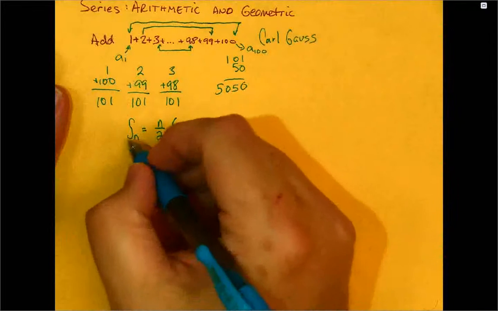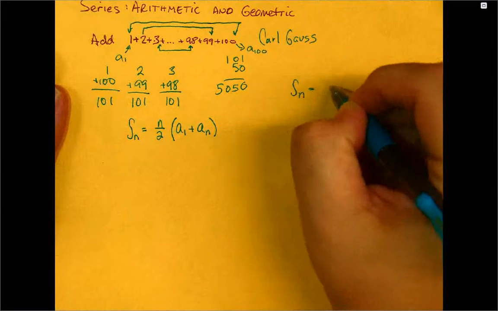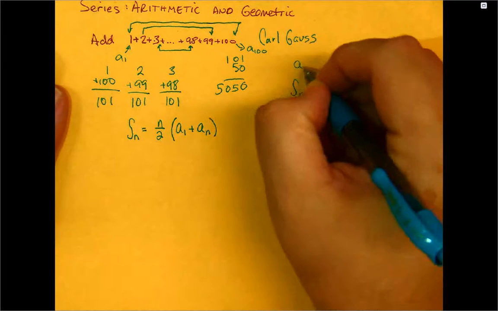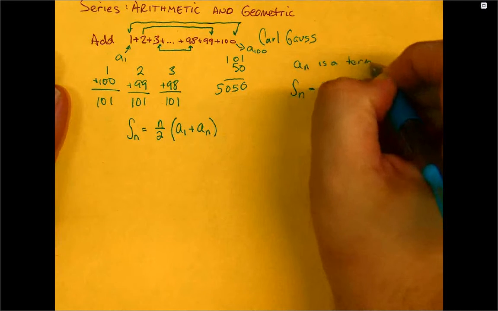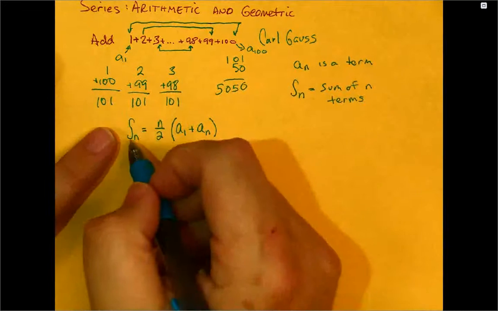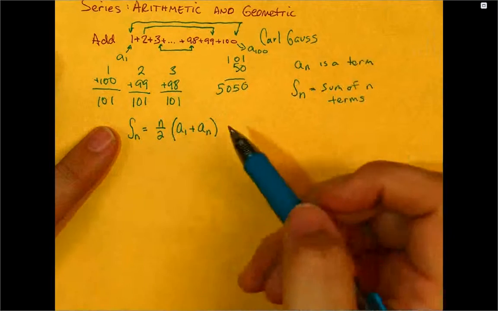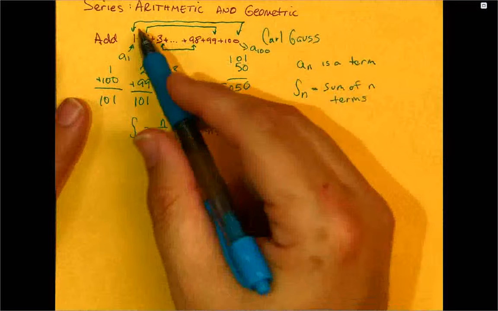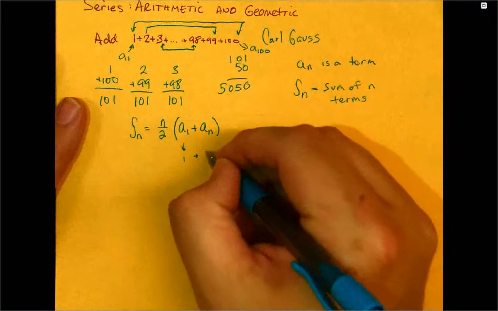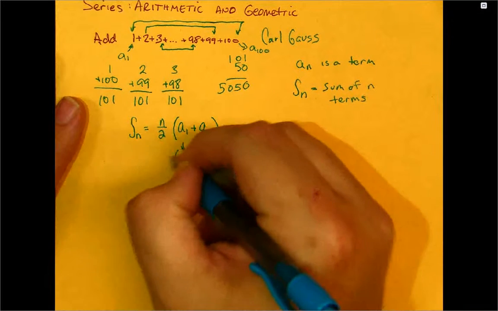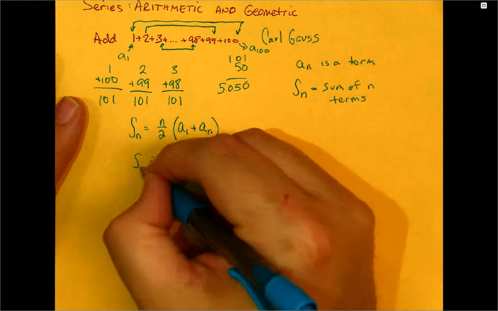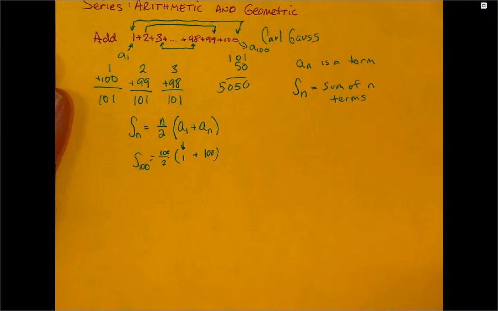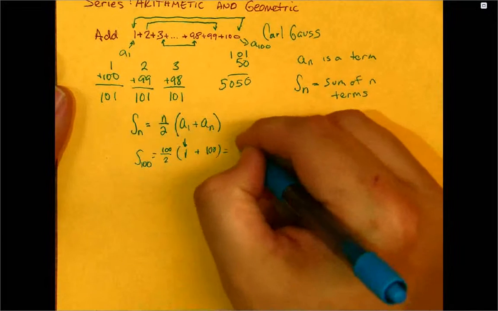Now, this S sub n is the sum of n terms. If A sub n is a term, this says add them all up. Well, this is the formula for what Carl Gauss was able to do. If we were dealing with this, a sub 1 is 1, this is 100, and then all we have to take is 100 divided by 2, and that's the sum of the first 100 terms. And that's your 50 times 101.